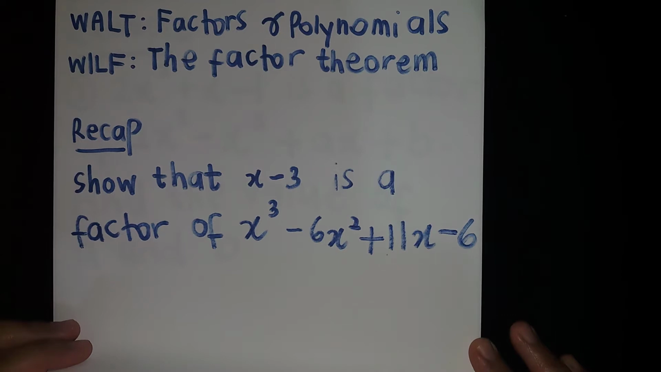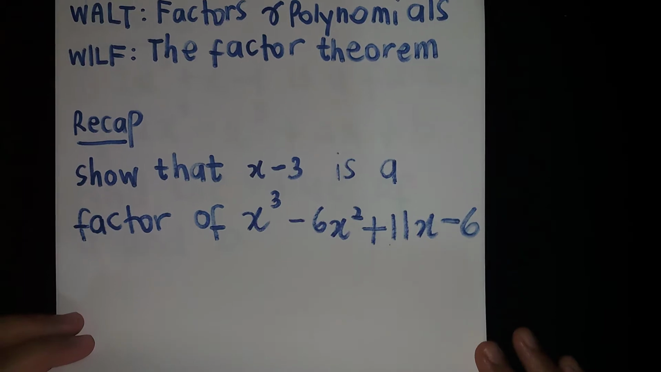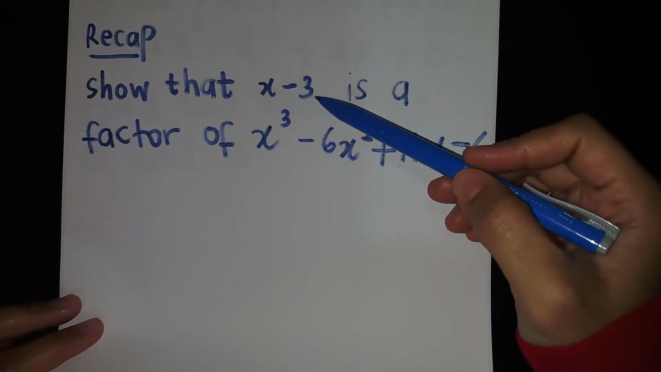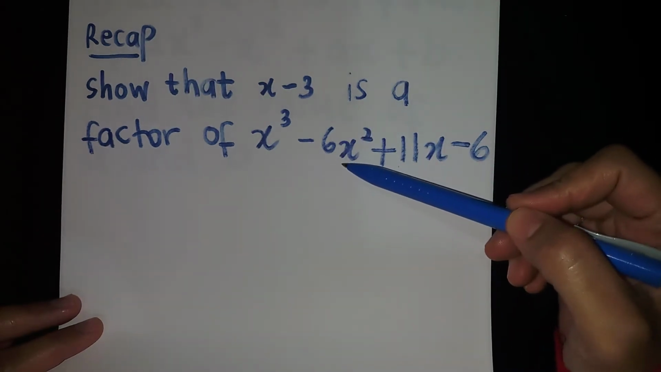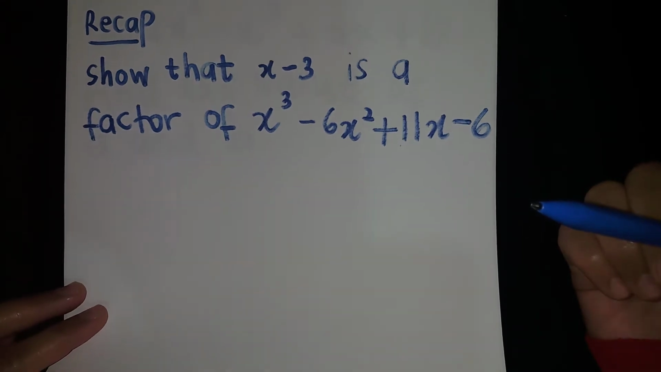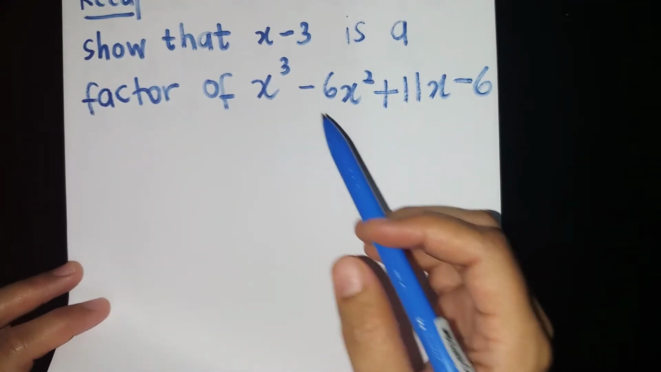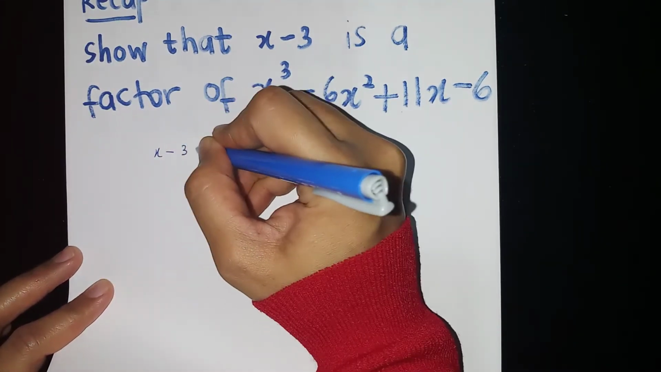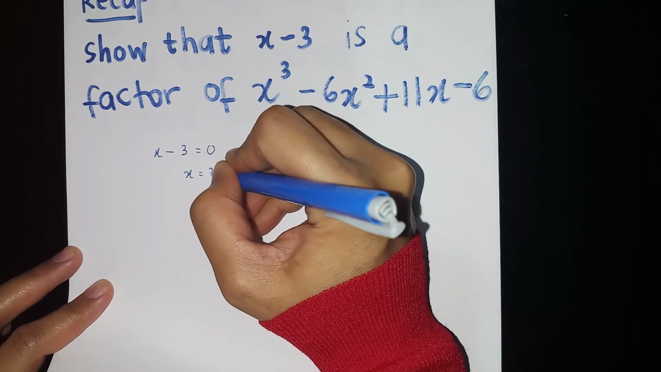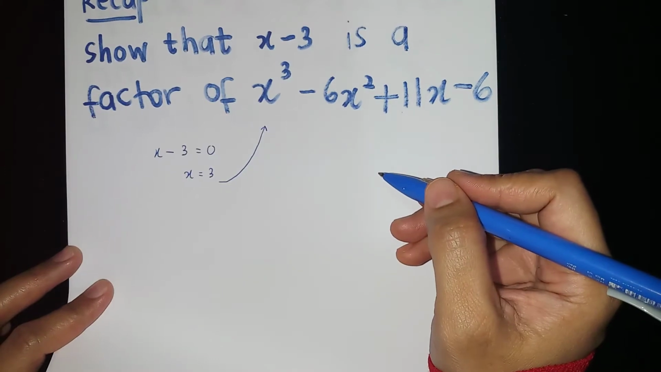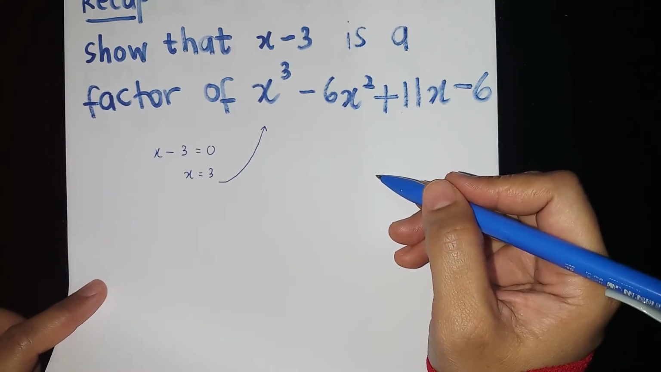So how do we show that some polynomials are the factor of some other polynomials? First, you need to make sure when you substitute that value into x, you will get equals to 0. So the factor theorem states that when you want to show that it's a factor, you let your x minus 3 equals to 0. So now your x is equals to 3. You substitute x equals to 3 into your polynomials and you should get 0. If it is a factor, you should get 0.